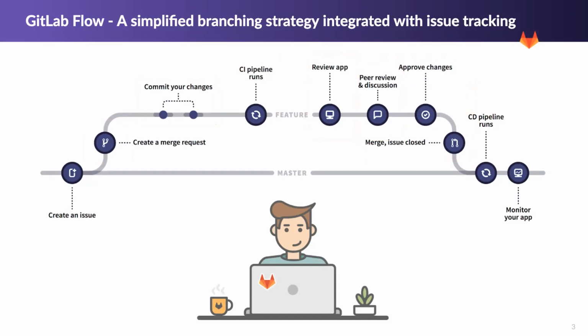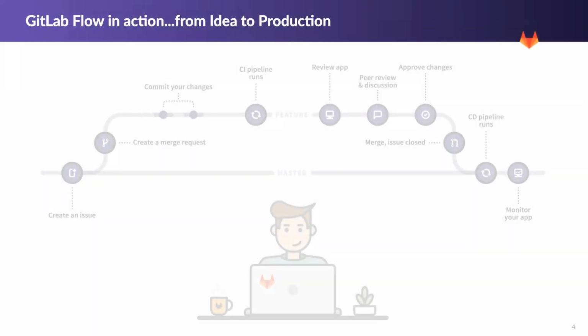GitLab CD merges the feature branch back into the master branch, creating a merge commit event easily visible in the future. As the master branch is always in a deployable state, the code can be deployed and monitored in a production environment. Let me take you through a quick walkthrough of GitLab Flow directly from the application.